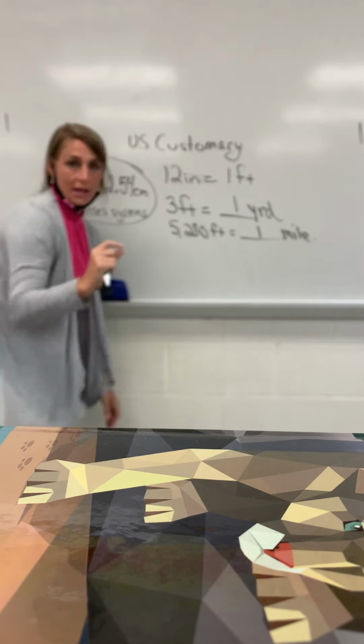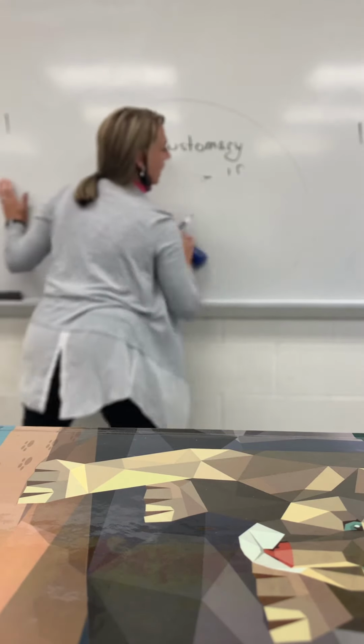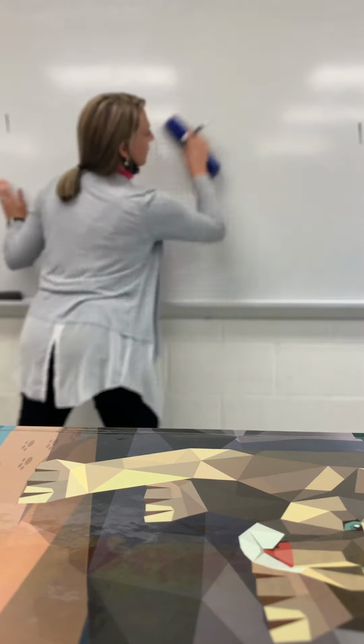12 inches in a foot, 3 feet in a yard, 5,280 feet in a mile, okay? And 1 inch has 2.54 centimeters in it. So there are some additional notes to take in your notebook. Now we've got what this lesson is really about. So that's your background information, what you need to know previously to come into this lesson.